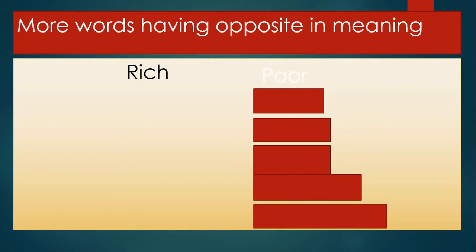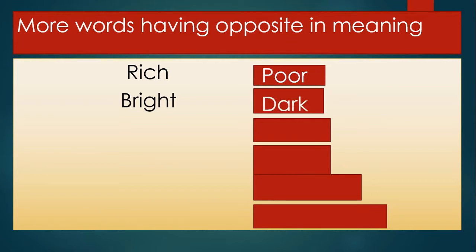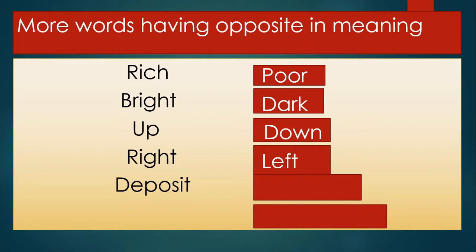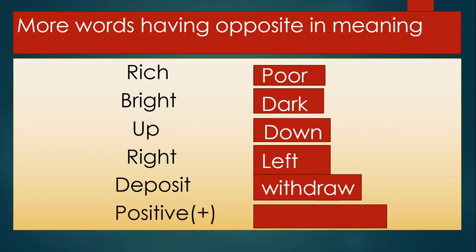So let's have an example. Rich. What is the opposite of rich? It's poor. How about bright? What is the opposite of bright? It's dark. How about this? Up. What is the opposite of up? Obviously, it's down. How about right? What is the opposite of right? It's left. And how about deposit? What is the opposite of deposit? It's withdraw. And what is the opposite of positive? It's negative.